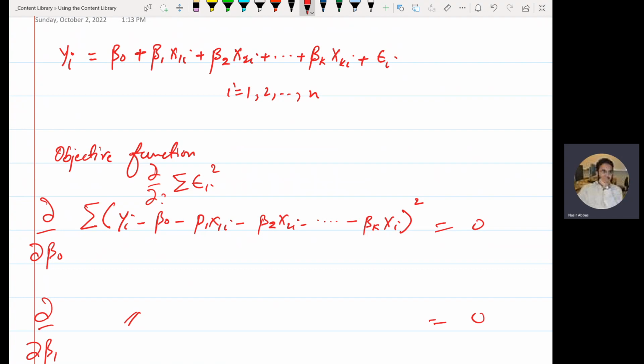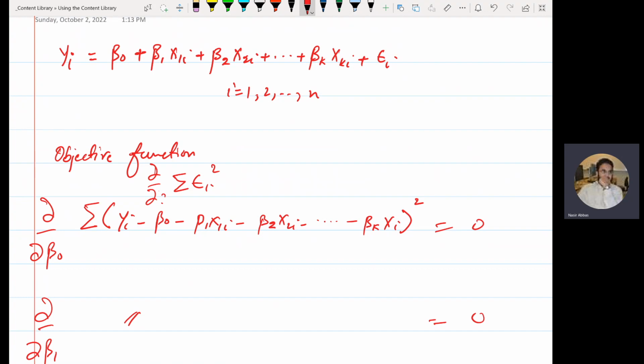And from there, you will get the estimates for beta naught, beta 1, beta 2, all the way up to beta k. This is an inefficient way of doing it. You plug these equations into the software, and it will give you a very long solution.